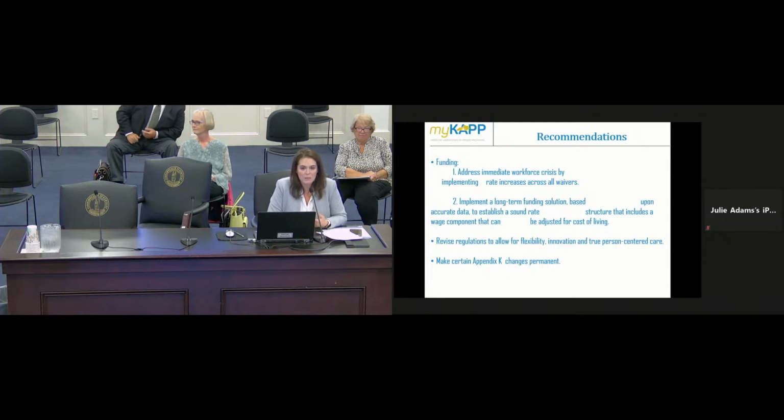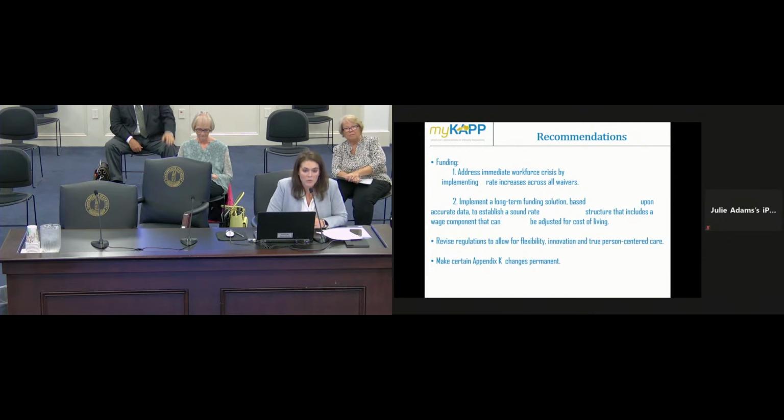Number 2, we need to implement a long-term funding solution based upon accurate data to establish a sound rate structure that includes a wage component that is adjusted for cost of living regularly. To Senator Carroll's point, I think it is a possibility for this task force to extend itself into the next interim, and we would support that, to take a real look at the rate structure in next year.